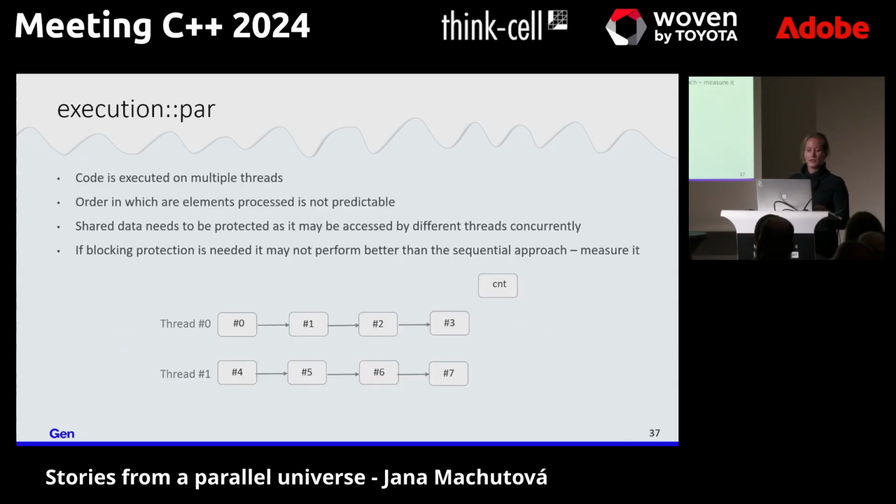Another one is parallel. Code is executed in multiple threads, and you don't know in what order they will be evaluated. And you need to control the access to the shared memory, because if you want to increment a counter from multiple threads, you will have a data race. So if you have a parallel policy, you need to secure access to the shared memory, atomics, locks, whatever you want, but you need to think about it.